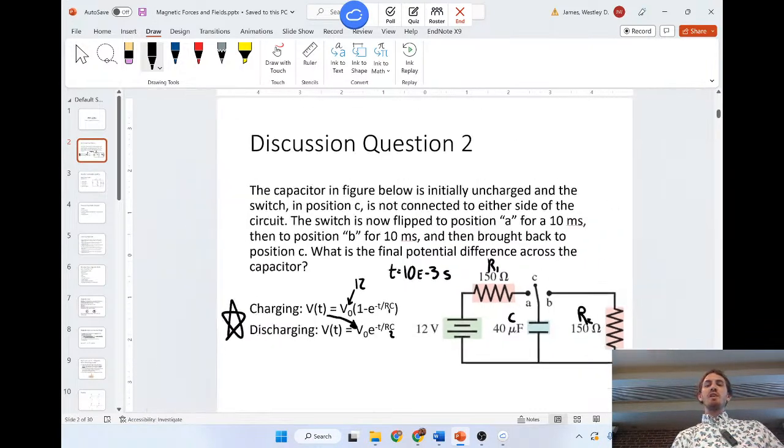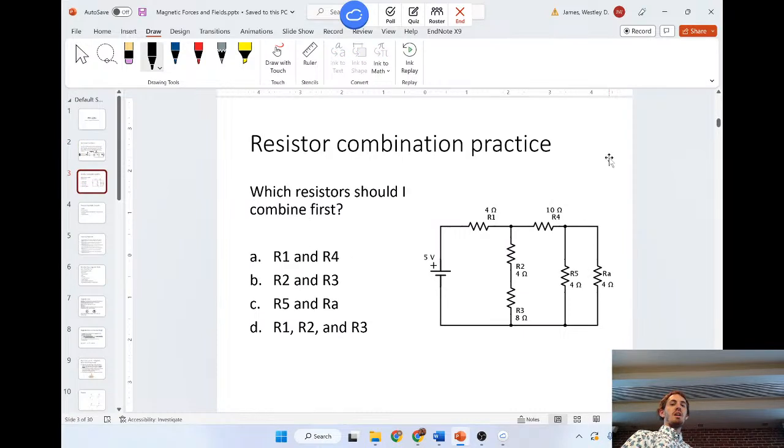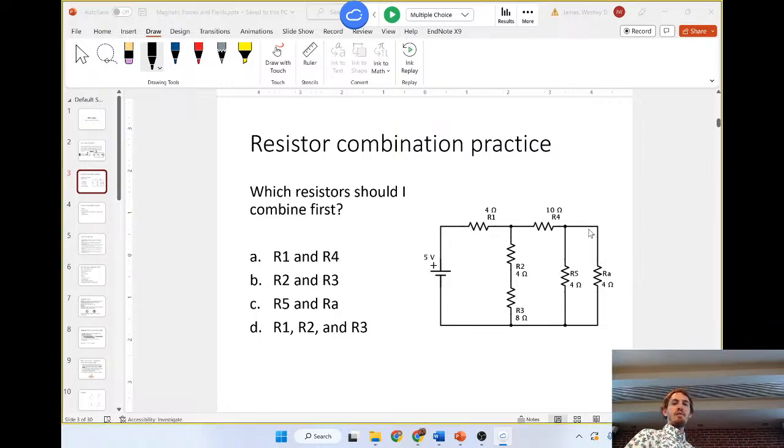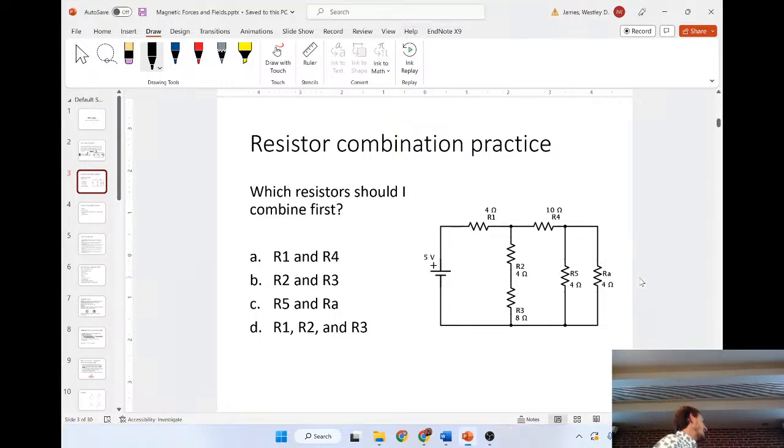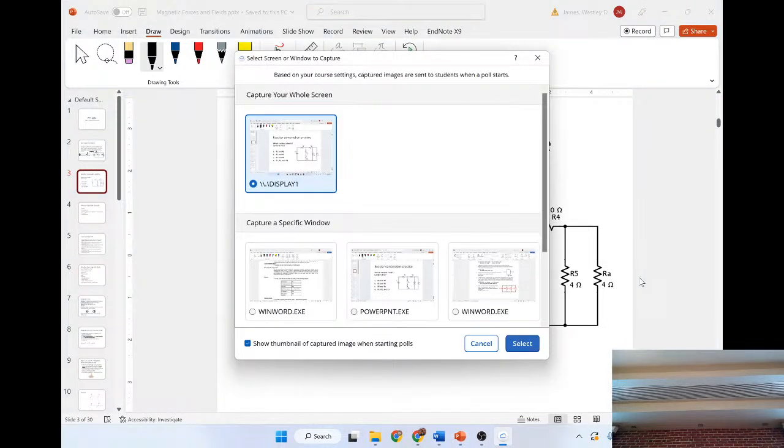Before we get into magnetic fields, I promised you all we would do a quick practice with combining resistors. So here's a quick clicker question where I found a circuit. I literally found this one online. Making these things myself is a bit of a pain, so I'll tell you whenever I find these, someone else has made it, but that's fine, doesn't change anything.